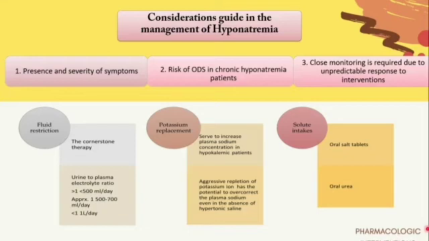Potassium replacement can also be given in patients with concomitant hypokalemia. This will serve to increase plasma sodium concentration. However, aggressive repletion of potassium has a tendency to overcorrect sodium concentration, so it is important to be careful with this management. Next would be solute intake. This will serve to increase the ability to excrete free water, or fluid without electrolytes. This can be done with administration of oral salt tablets or preparations of oral urea. However, it is still important to note that intervention should focus on the underlying cause of the condition.